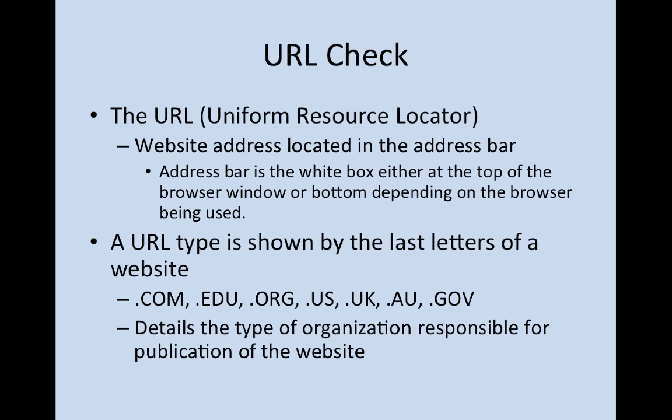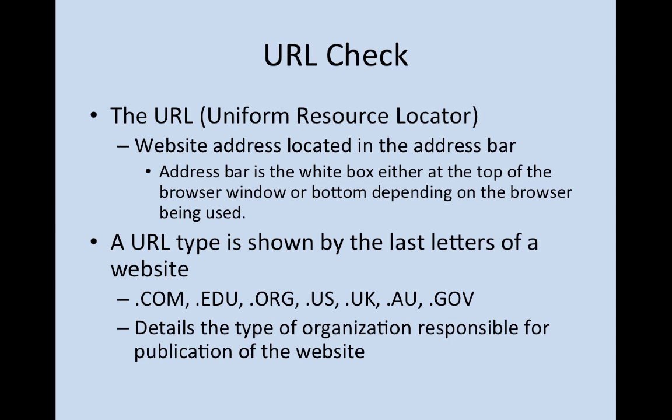The URL, or Uniform Resource Locator, is the website address located in the address bar. The address bar is the white box either at the top of the browser window or the bottom, depending on the browser being used. A URL type, also called the extension, is shown by the last letters of a website address after the last period. Some examples include .com, .edu, .org, .us, .uk, .au, and .gov. The URL type details the type of organization responsible for publication of the website.